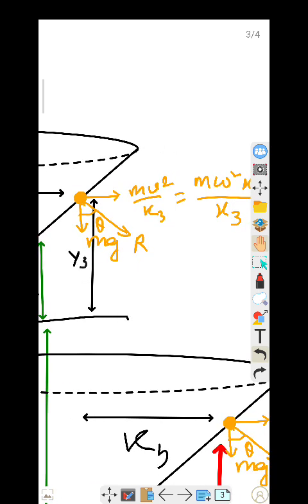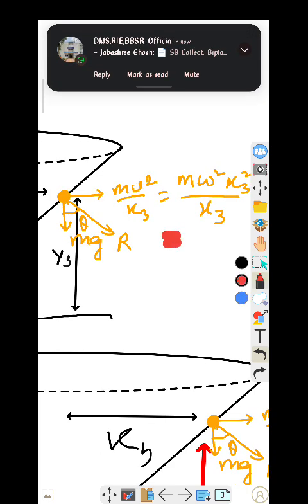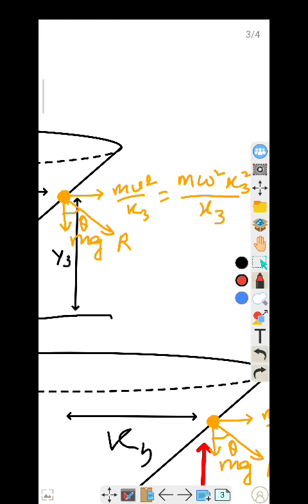Now we know that linear velocity v is omega into r. Here r is x3. So I have written m omega square x3 square divided by x3. If we cancel out x3 with x3 square, we will get m omega square x3.